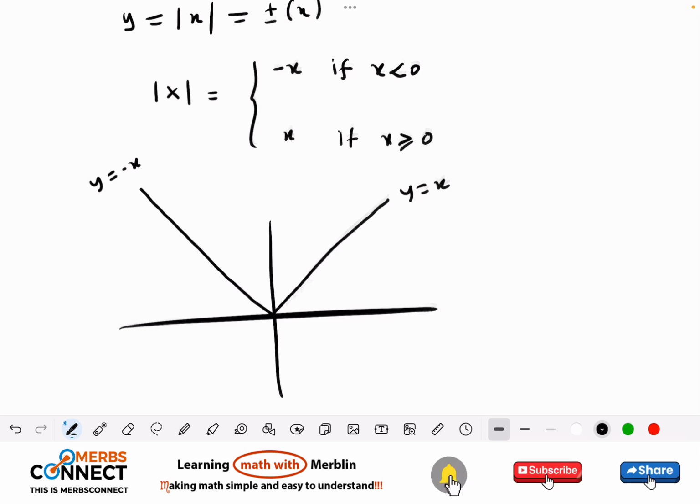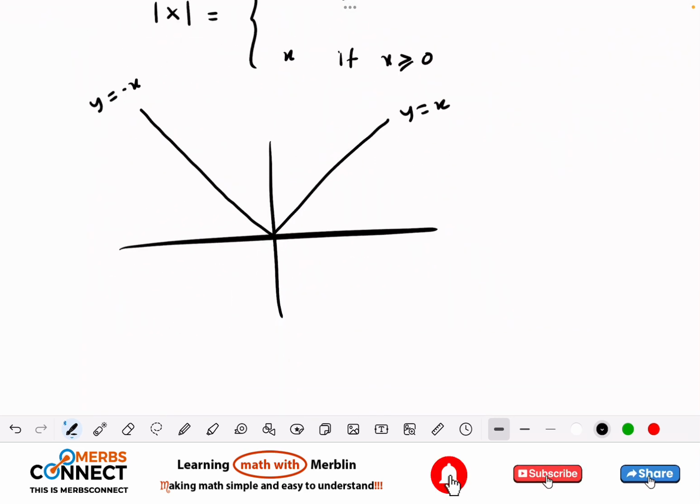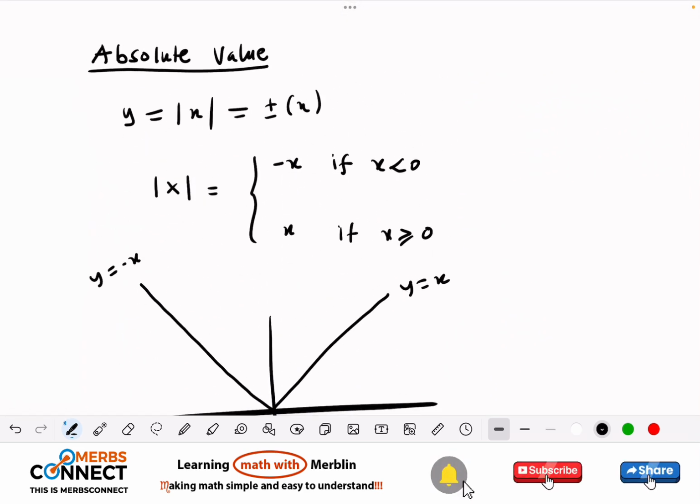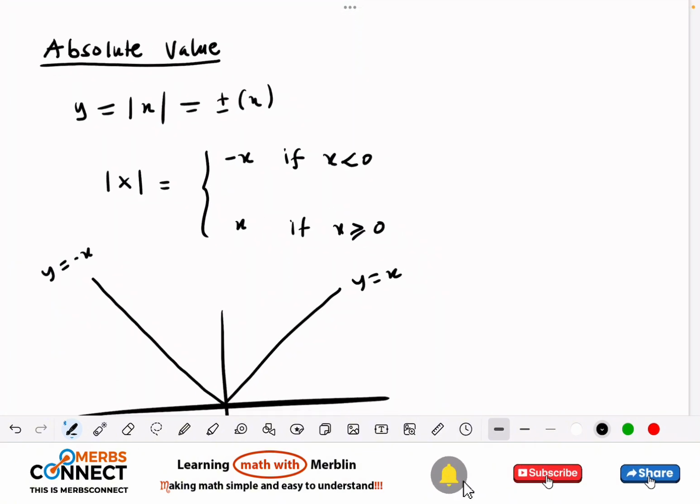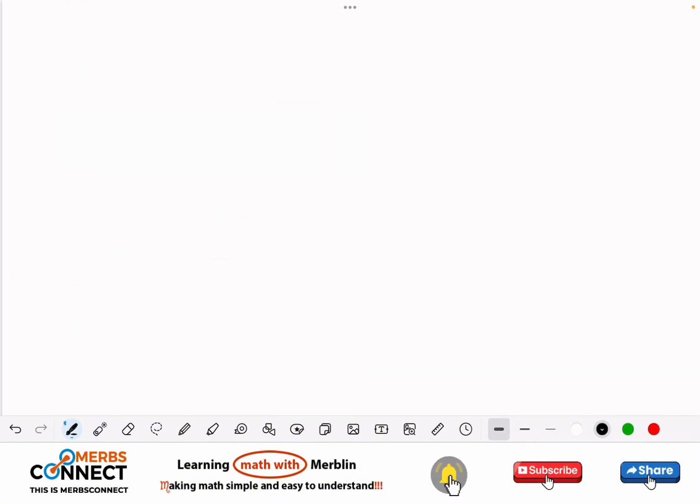Now we need to learn some properties, some theorems that we need to know, before we get to solving more examples. If a and b belong to the real numbers, then the following are true. Number 1: a is less than or equal to the absolute value of a. Is that true? Yes, this is very true.